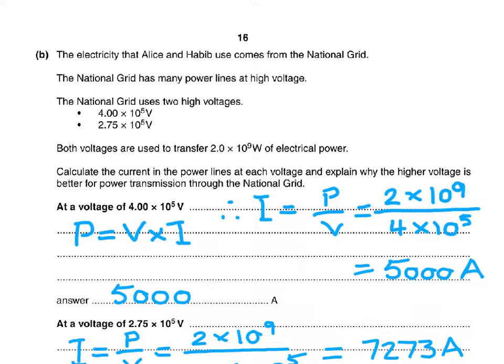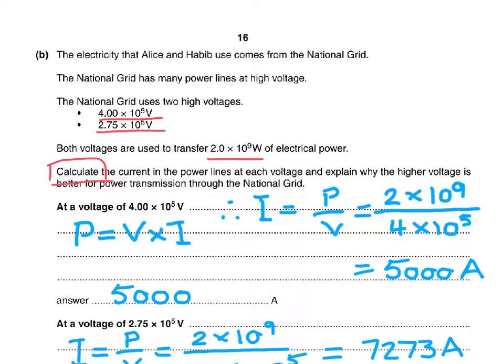Part B. The electricity that Alice and Habib use comes from the national grid. The national grid has many power lines at high voltage. The national grid uses two high voltages, 4 times 10 to the 5 volts and 2.75 times 10 to the 5 volts. Those values are likely to be important, so I'm just going to underline them. Both voltages are used to transfer 2 times 10 to the 9 watts of electrical power.